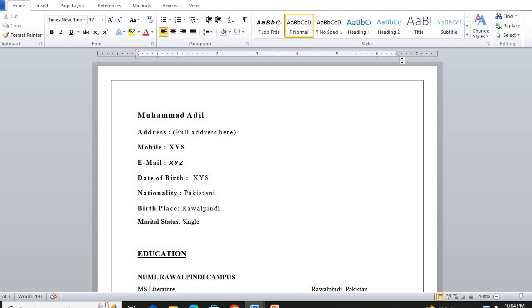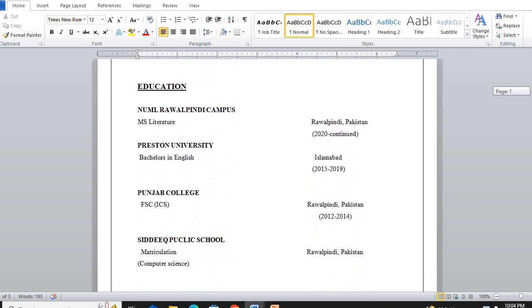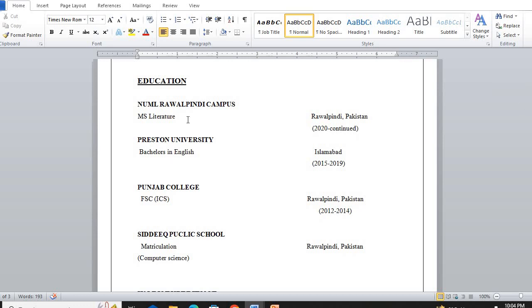It looks professional if you insert a box. Then, education. We start with the most recent degree. For example, MS Literature, Kamal University, Rawalpindi campus, or you can say Namru, Rawalpindi campus, or Islamabad campus. Rawalpindi, Pakistan, 2020 till continued. Right now, MS Literature is going on.